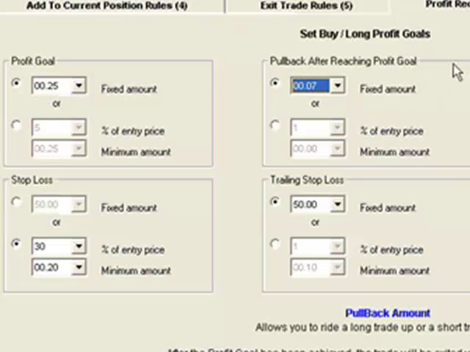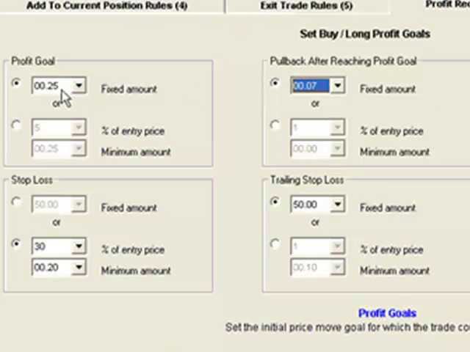And the get-out price will always be 7 cents lower than the current price. And then as the stock price goes down, if it comes down 7 cents from the high after you've achieved your profit goal, then it'll take you out. So in essence, this becomes a trailing stop loss that only kicks in after you reached your goal.